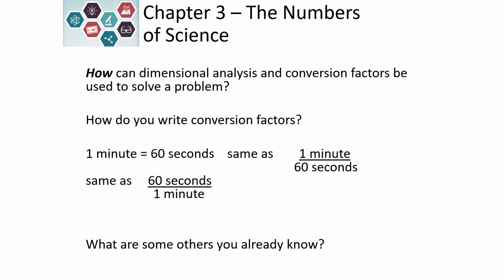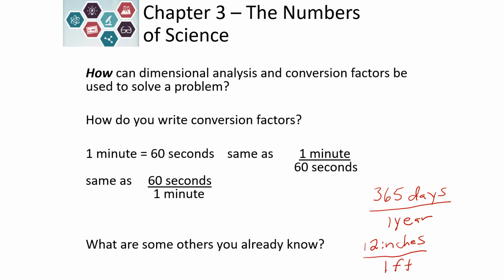Another example would be 365 days in 1 year, or 12 inches in 1 foot. And these can be written the other way around as well. So 1 foot, 12 inches, or 1 year, 365 days. You probably have other examples that you already know.